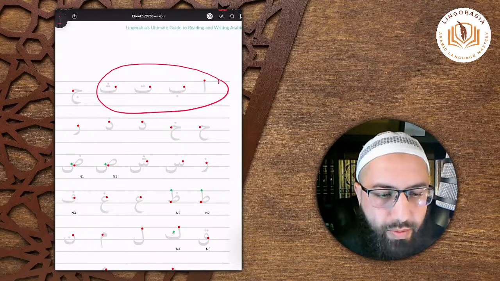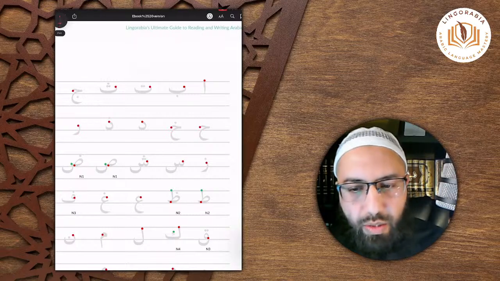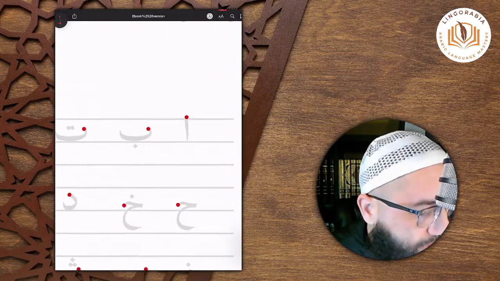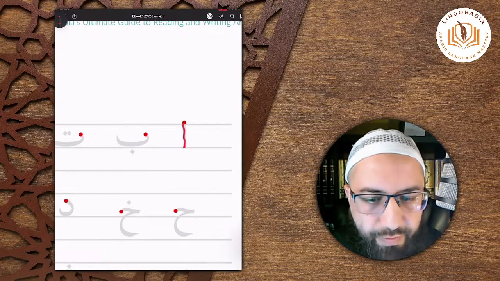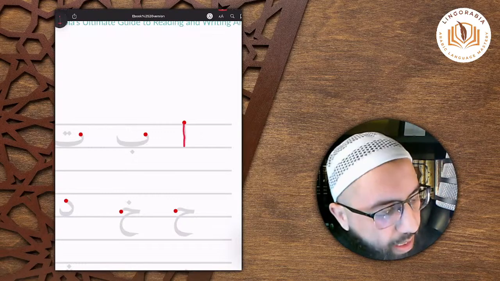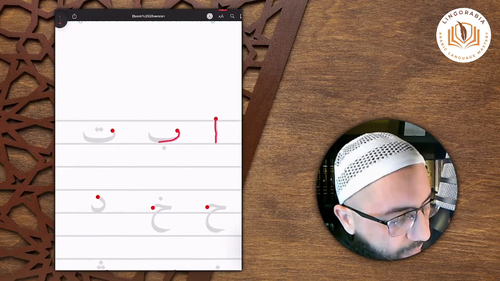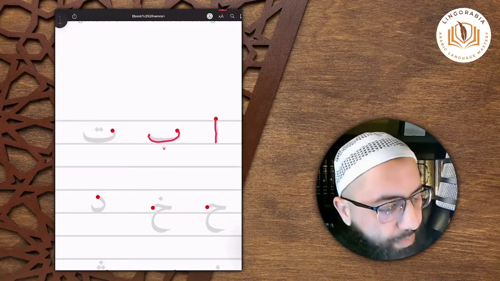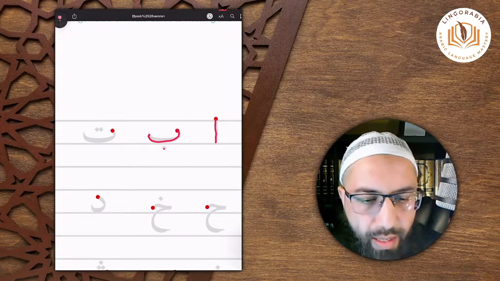We said that the letter Alif, small revision, we write it from up to down. That's the Alif. And the Ba, we make an open curve and then add the dot. So we start at the place where I put this dot, we start there, and we make the curve.